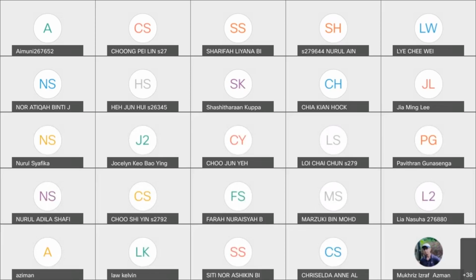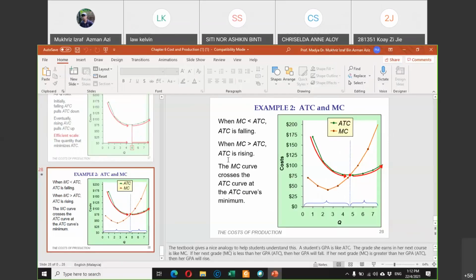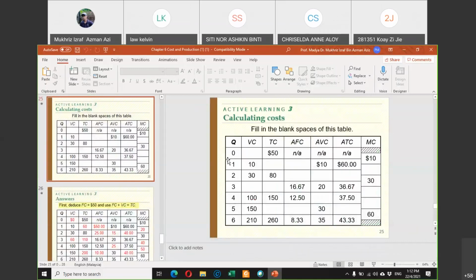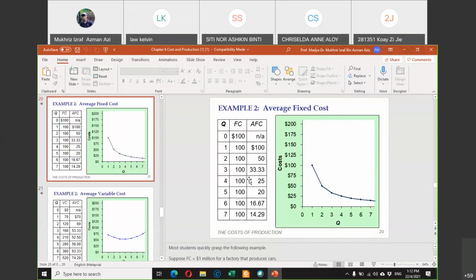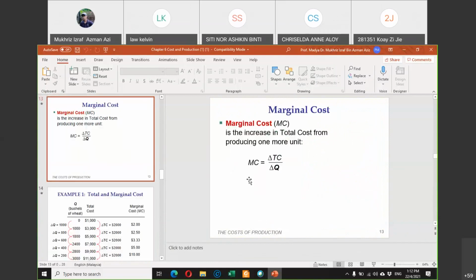The lecture shouldn't take that long because we have almost finished the slides. Just a few more concepts to discuss on economies of scale. But before that, let us recap what we have learned, especially the important concepts.